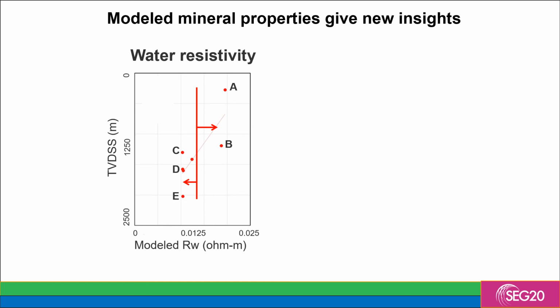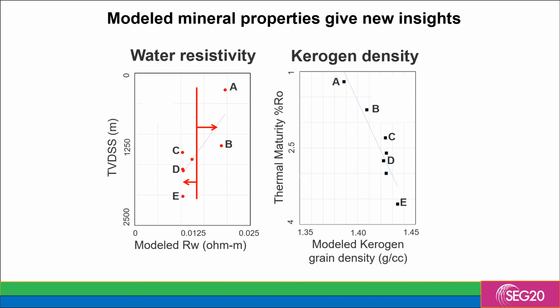The second property we analyzed was the kerogen grain density for each well, indicated here in the horizontal axis versus measured thermal maturity, R0, in the vertical axis. As you can see, there is a clear correlation between R0 and kerogen grain density. We suggest that after proper calibration, model kerogen grain density can be used as a proxy to map thermal maturity in the area and help estimate windows of oil, dry gas, or over-matured hydrocarbons.